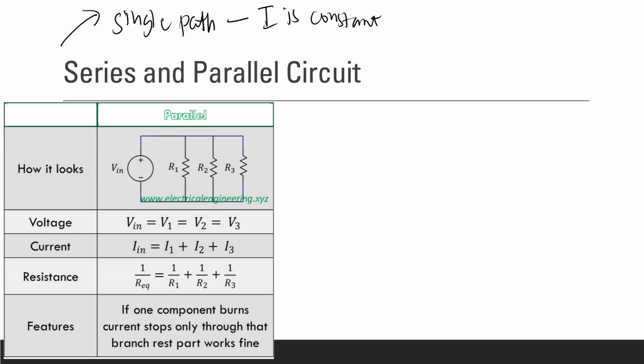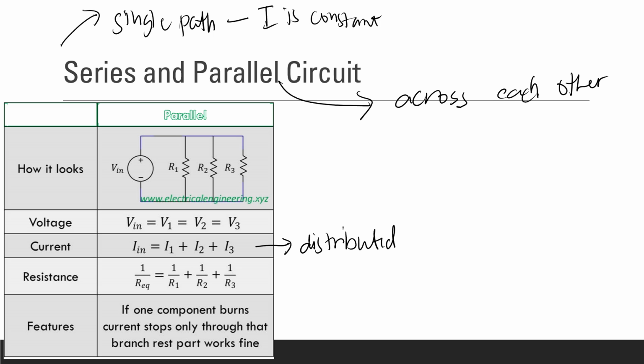In contrast to that, a parallel circuit is a circuit in which two or more electrical components are connected across each other. Which means in such a way that the current is distributed between them. So current is distributed.